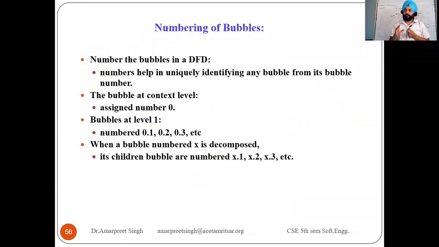Numbering of bubbles is very important, which I have already covered. That is, number the bubbles in a DFD. We start with level 0, where the bubble is denoted by 0. For the next level, it is denoted by 0.1. For the further level, it is 0.1.1 and so on.